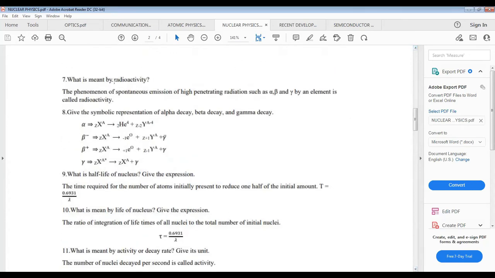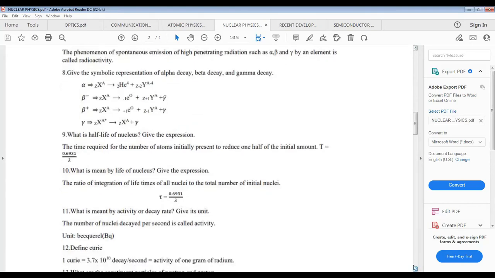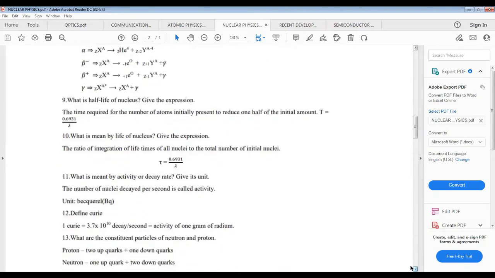Radioactivity: give the symbolic representation of alpha decay and beta decay. These are all some important questions. What is meant by activity? The number of nuclei decayed per second is called activity. Its unit is becquerel. And define curie. One curie is 3.7 × 10^10 decays per second. Decay per second and becquerel are the same. Decay per second is nothing but becquerel.